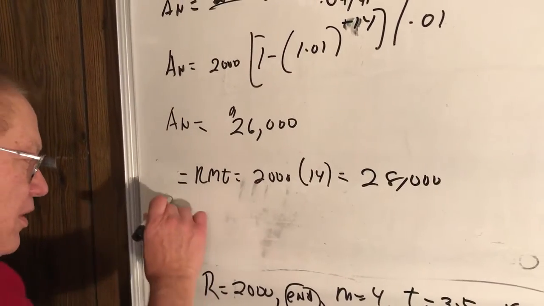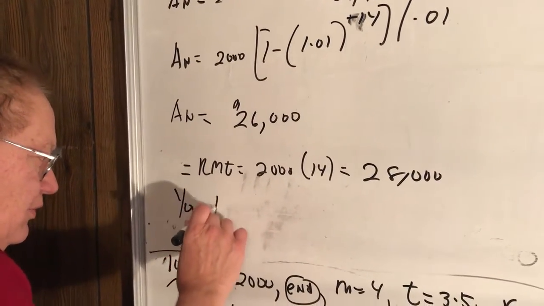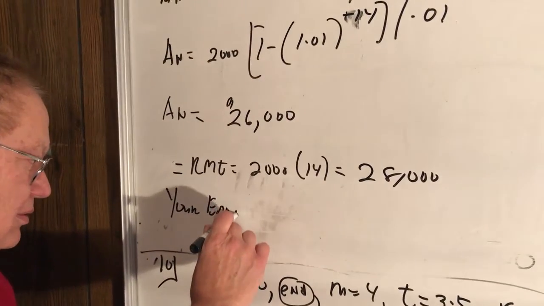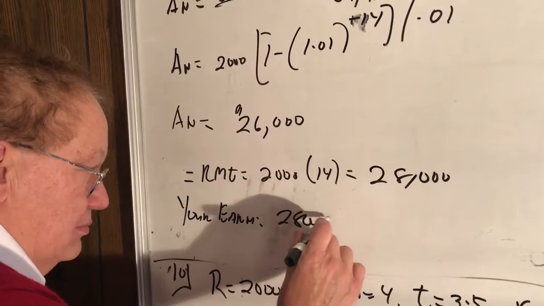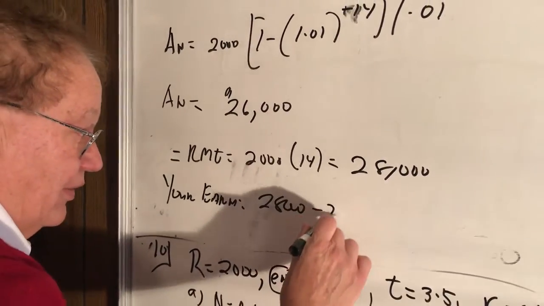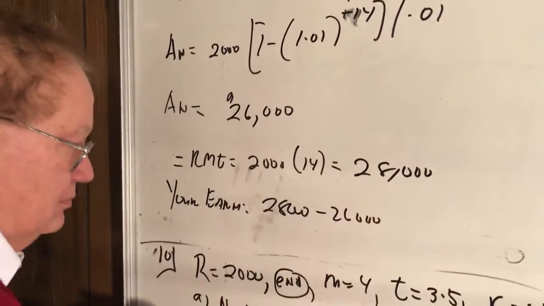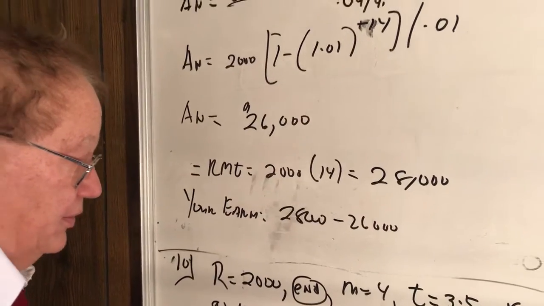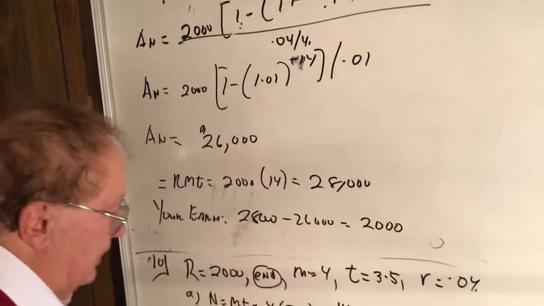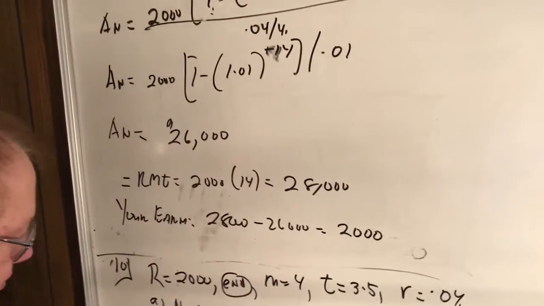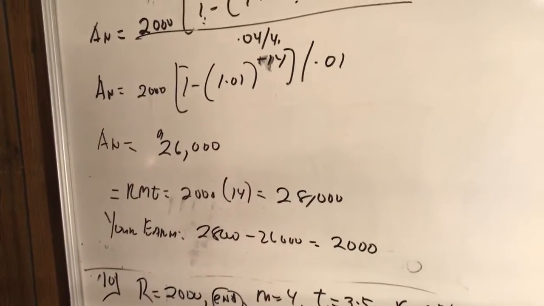So what was your earnings? So your earnings was 28,000 minus 26,000, right? Your initial cost basis was 26,000. Yeah. So you only made what? 2,000? 2,000 over the course of 14 years. Well, 3.5 years, right? 14 quarters. Well, 14 quarters, 3.5 years. That's not too bad.